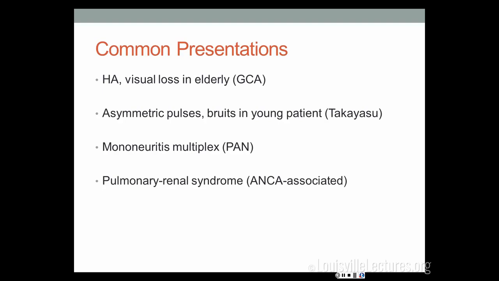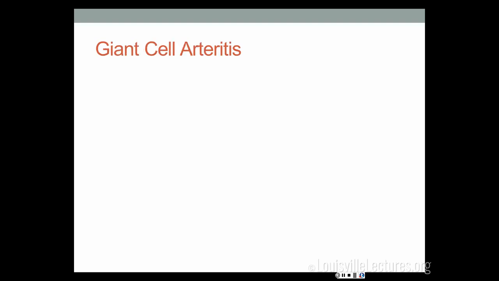Pulmonary renal syndrome is going to be Wegener's, which we don't call Wegener's anymore. We'll get to that in a minute. Or MPO-associated vasculitis, the ANCA-associated vasculitides. And then the small vessel leukocytoclastic vasculitis is the palpable purpura. And again, a lot of overlap. But if you have palpable purpura, think about immune complex small vessel vasculitis. So we'll start with giant cell.